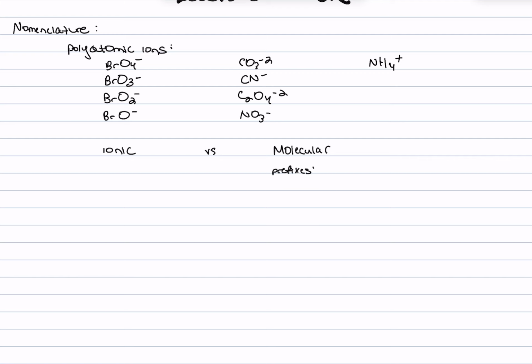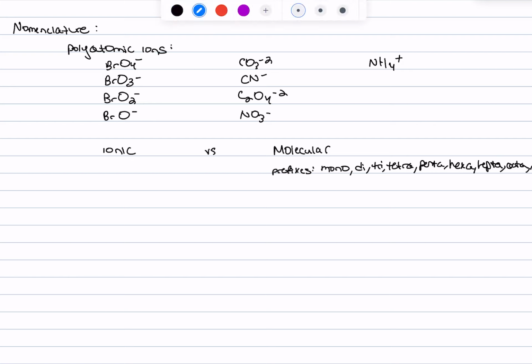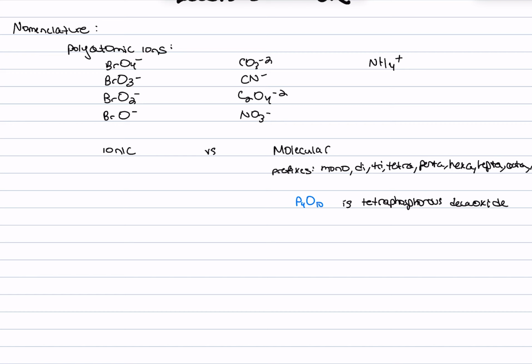Molecular compounds are often associated with the prefixes 1 for mono, 2 for di, 3 for tri, 4 for tetra, 5 for penta, 6 for hexa, 7 for hepta, 8 for octa, 9 for nona, 10 for deca, and so on. So, for example, P4O10 would be called tetraphosphorus decaoxide, and CO is, of course, called carbon monoxide, since we dropped the vowel from the prefix.